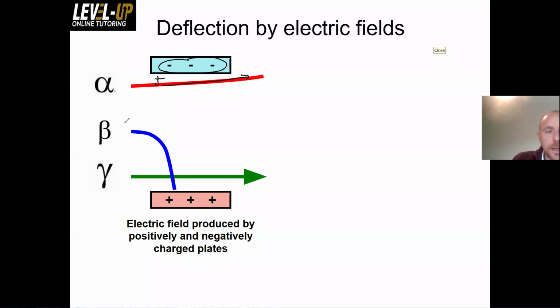Beta particles are negative, so of course they are going to be deflected towards the positive. They're going to be attracted towards the positive. Why are they deflected by so much more than the alpha particles? Because, of course, they are much, much lighter. So you need a much smaller force to divert them, to affect their motion. Gamma rays are neutral, and so they are not affected by negatives or positives. They are just going to go straight through.